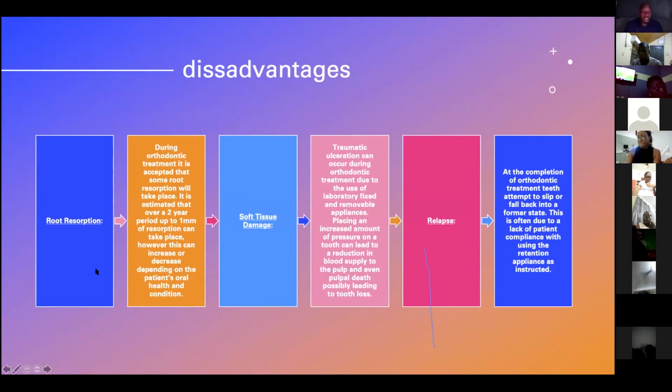All right, so we looked at some of the advantages of having orthodontic treatment. 10 minutes, so cool. Okay.